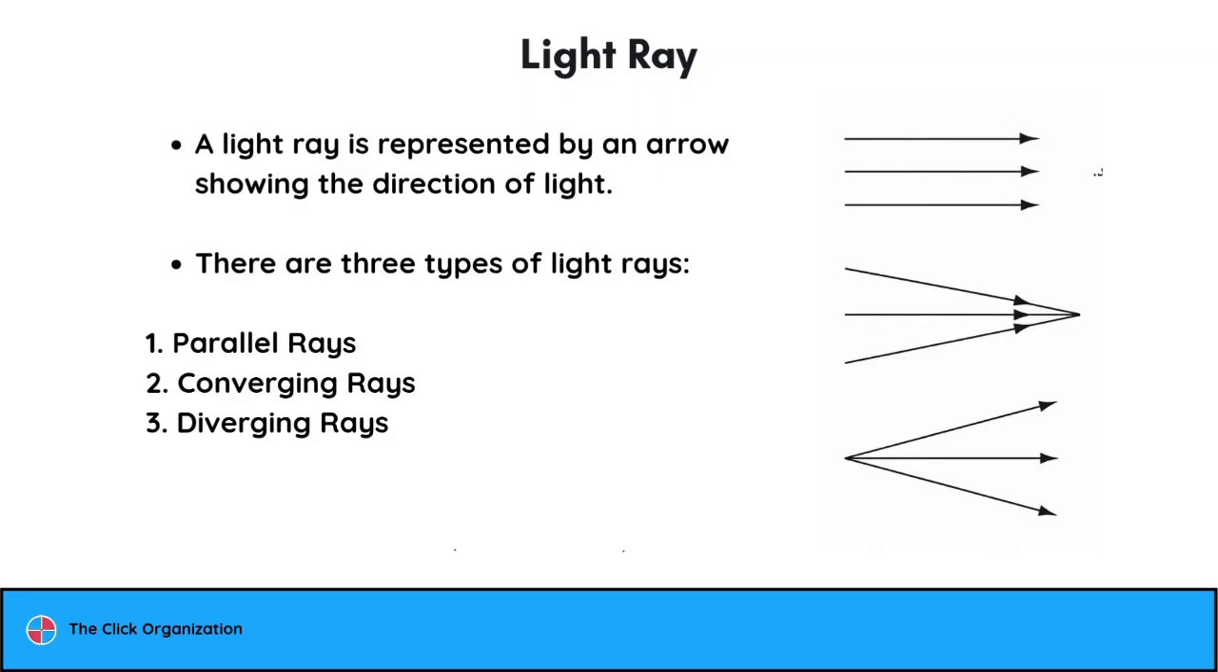Second, converging rays. These rays, as you can see, move towards one another and become closer together until they collide. And third, diverging rays. These rays spread apart as they travel, as you can see in here. And these three types of rays help us understand how light behaves in different situations and optical devices.